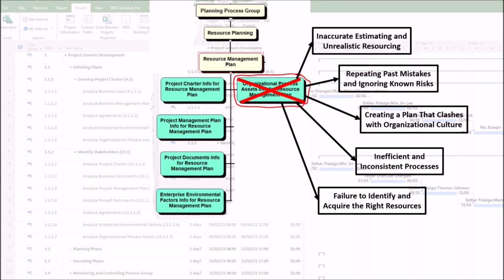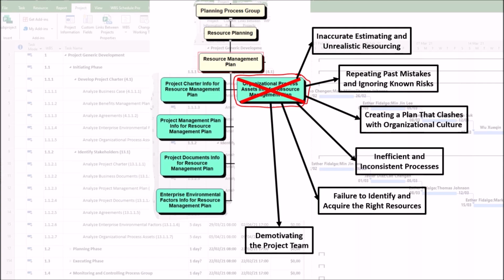Second, unknown capabilities. The project manager might hire expensive external consultants for a skill that already exists in another department because they failed to analyze the internal skills inventory.